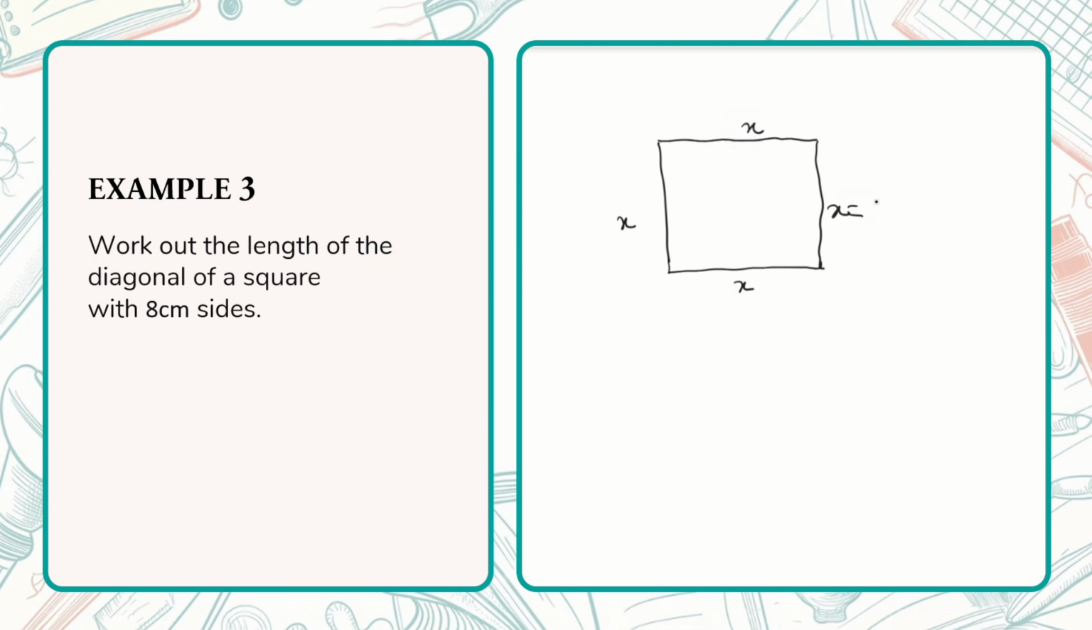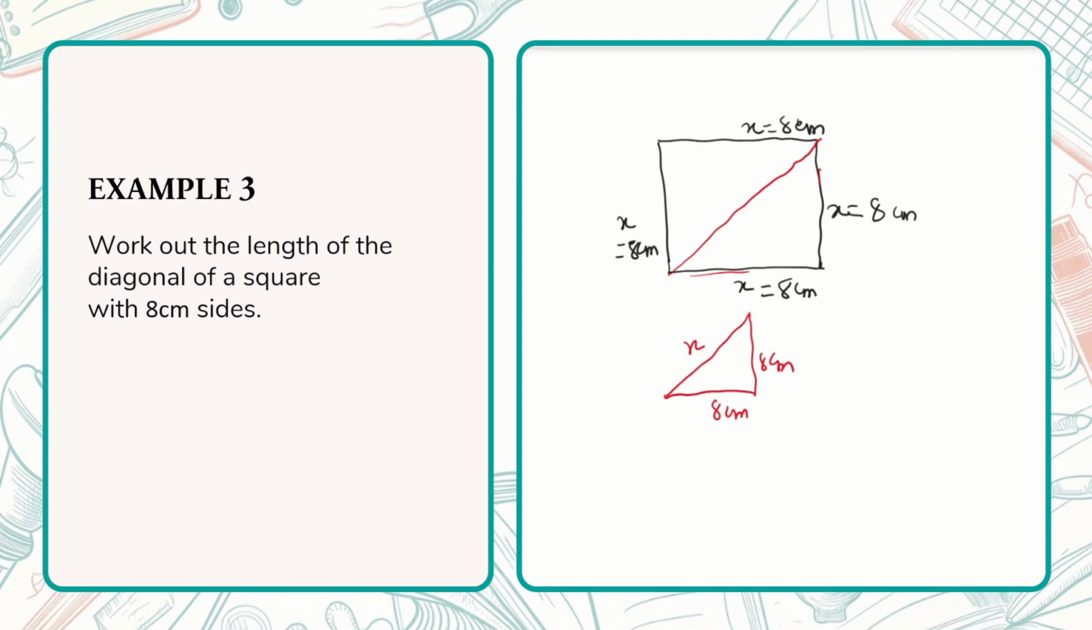If here is x, here will be x, here will be x, here will be x. We've been given our side x as 8. This is 8 centimeters, this is 8 centimeters, this is 8 centimeters, and this as well is 8 centimeters. We want to find the length of the diagonal. A diagonal is just a line drawn from one corner to the opposite corner. That means that we get a right angle triangle, which you can see over here. One side is 8 centimeters, another side is 8 centimeters, and then the hypotenuse is what we are finding. Let's call it x.